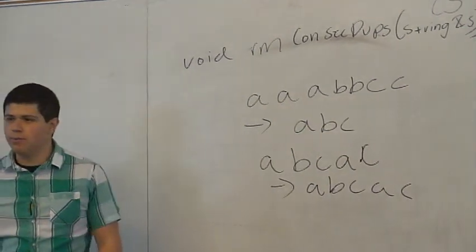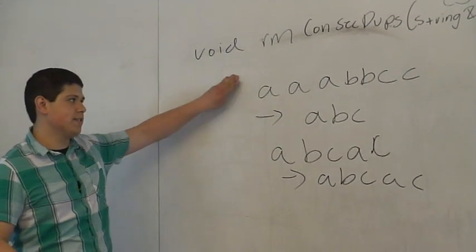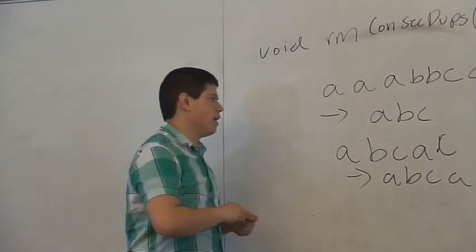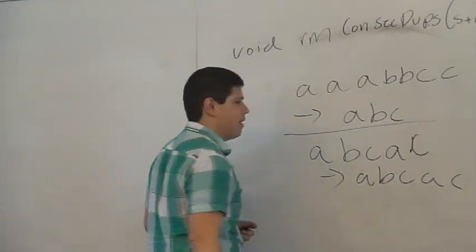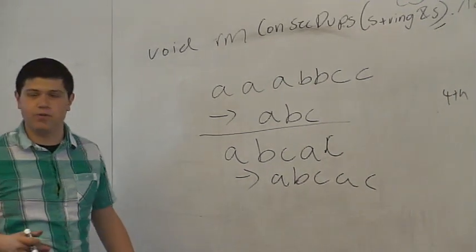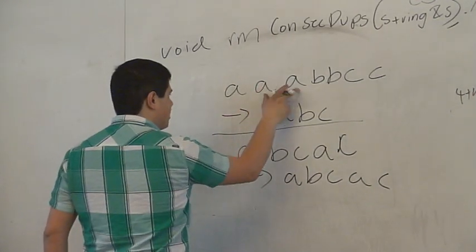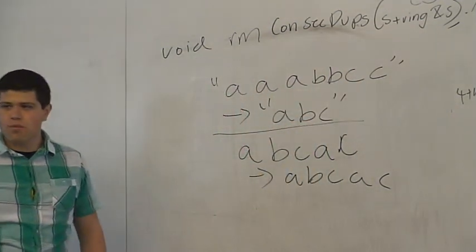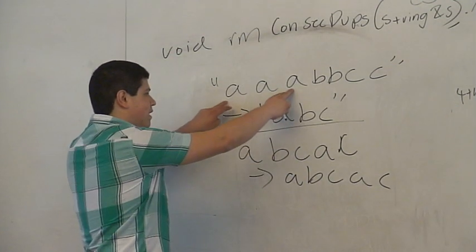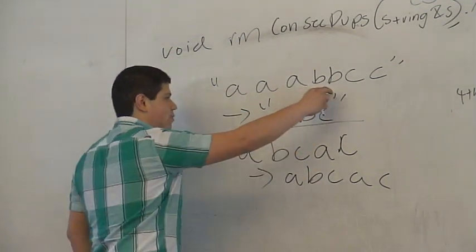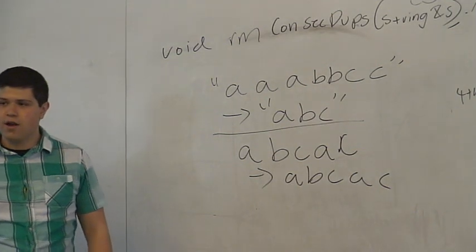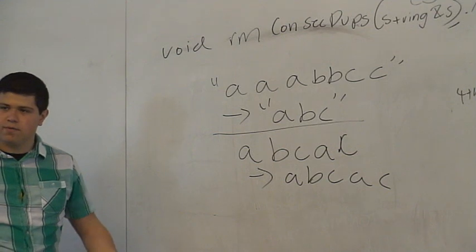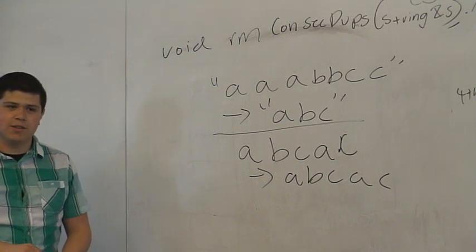So I want you guys to come up with a recursive function. Can you explain what it's supposed to do again? So I want to remove consecutive duplicate characters which appear in a string. So this string will turn into this, since these A's are consecutive duplicate characters, these B's are consecutive duplicate characters, these C's are consecutive duplicate characters. So I'll give you guys 5 minutes, 20 minutes.